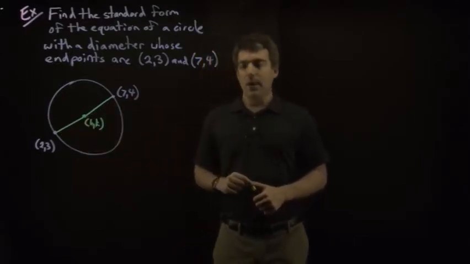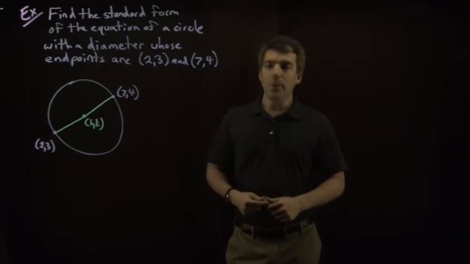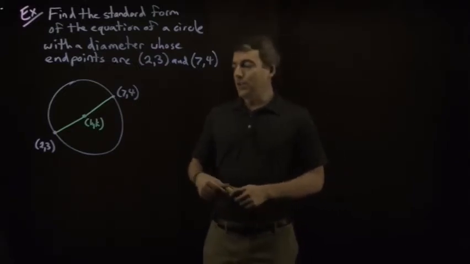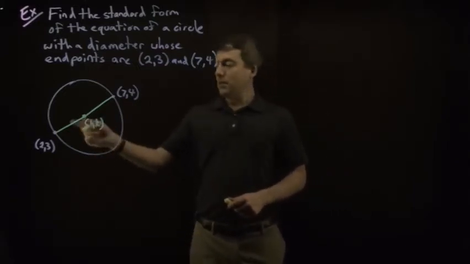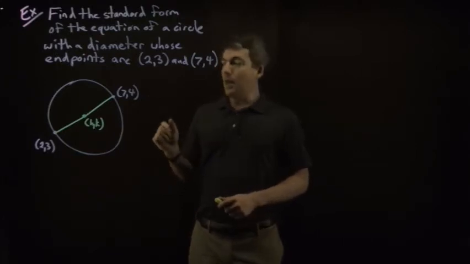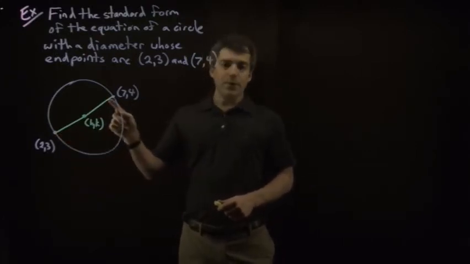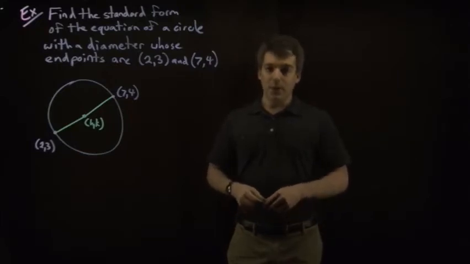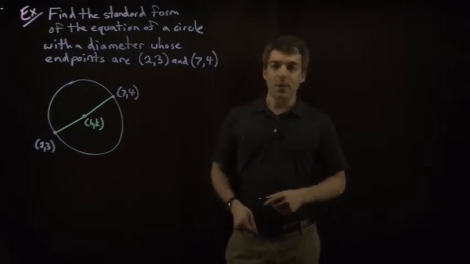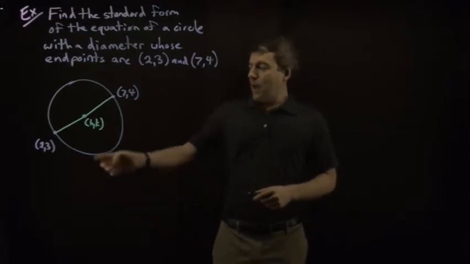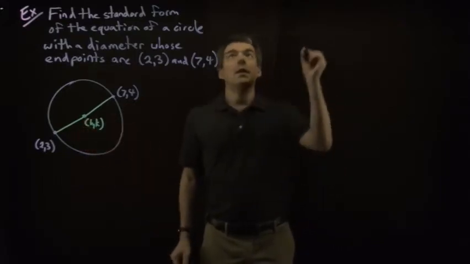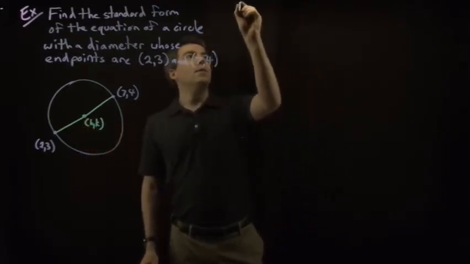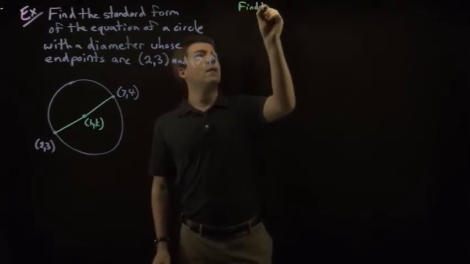So if we want to find the standard form of the equation of the circle, we just need to find the midpoint of the diameter, and then we'll find the length of the diameter using the distance formula and divide that by 2. Then we'll have our radius. With the center and radius, we can find the standard form. So let's do that. First off, let's find the center.